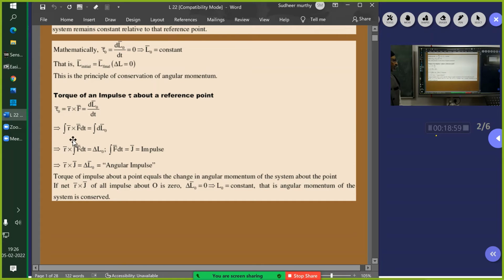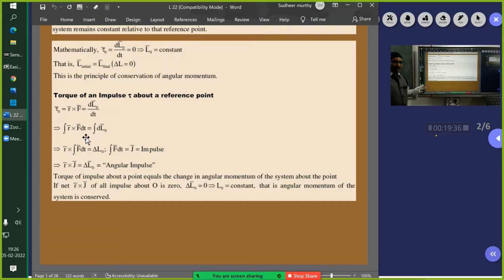Now, again, I think all of you are familiar with this term, F bar dt. F bar dt is what? Impulse of a force. You remember long ago? So, tau bar is equal to R bar cross F bar, which is dLO bar by dt. Now we create a vector here, R bar cross F bar dt. This becomes dLO bar. Then we used to write integration F bar dt is equal to delta P bar. Remember?